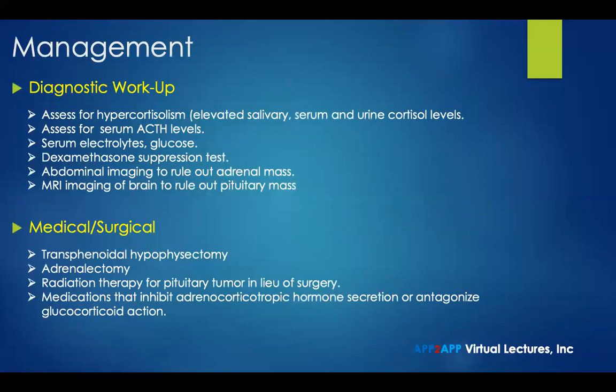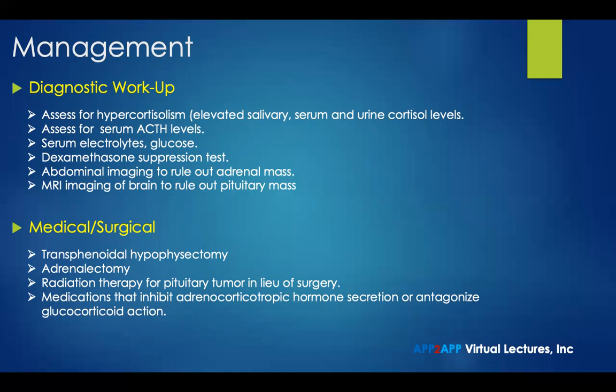Diagnostic workup is going to include assessing for hypercortisolism, which may be elevated in the salivary, serum, and urine cortisol levels. You want to assess for serum ACTH levels, serum electrolytes, including glucose. You may want to perform a dexamethasone suppression test, abdominal imaging to rule out any adrenal mass, MRI imaging of the brain to rule out any pituitary mass.